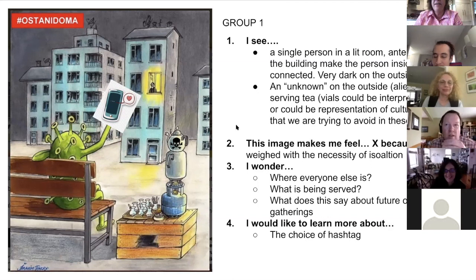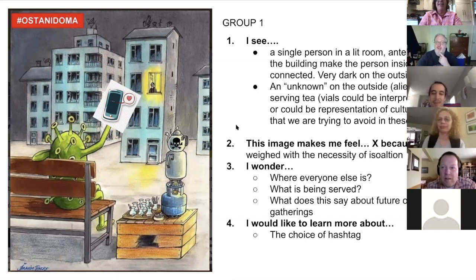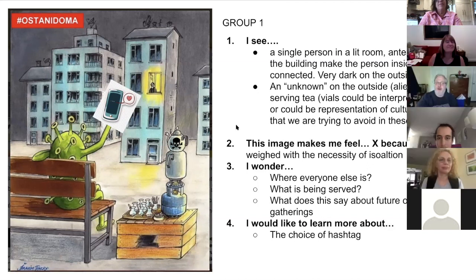Jerry or Charles, does somebody want to jump in and read the 1 through 2 or 1 through 4? Please read it. I'll read one. I see a single person in a lit room and 10 additional in the building to make the person inside seem connected. It's very dark on the outside. An unknown on the outside, alien or virus serving tea, though some people interpreted the vials as a vaccine or a representation of cultural gatherings that we are trying to avoid at these times.